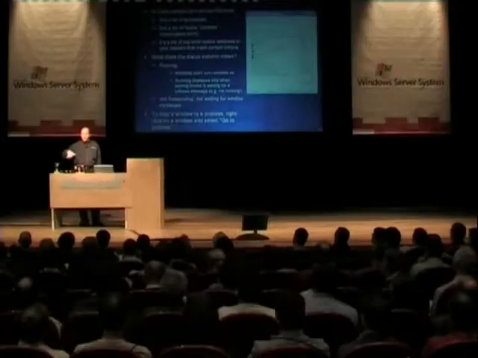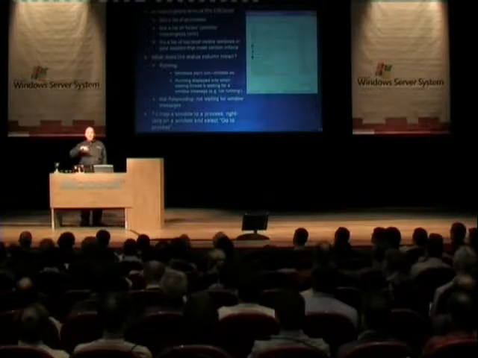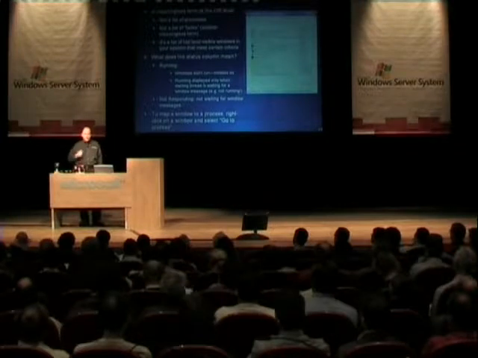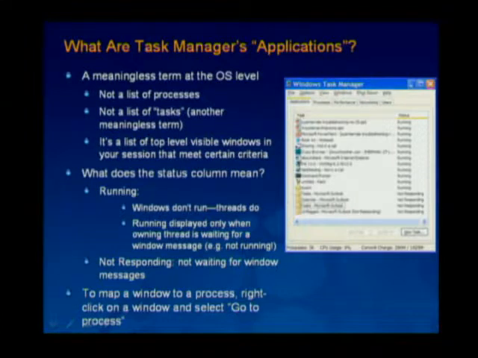That means also on an XP client machine with fast user switching, which you lose when you join a domain with XP Professional, so either XP Pro or XP Home that is not a member of a domain, where multiple users are logged in with multiple sessions, it's showing the windows in their session. The Running column is not the status of the window, because windows don't run. Threads run. And Running is displayed only when the thread that owns the window is not running, but waiting for a window message. So running means not running.